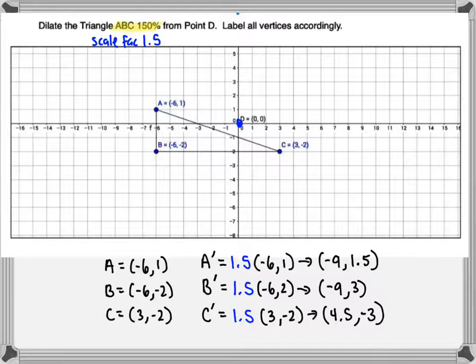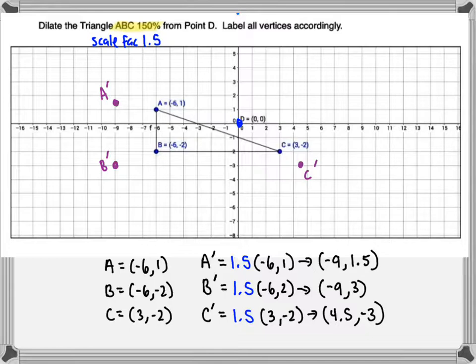Okay, so we have the points for A prime, B prime, and C prime, and now we want to put them on the graph, so I'm going to use a different color. A prime is going to be negative 9, 1.5, which is about right here. B prime is going to be negative 9, negative 3, which is about right here. And then finally C prime is going to be 4.5 and negative 3, so down here.